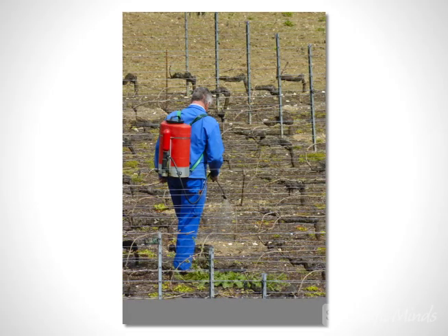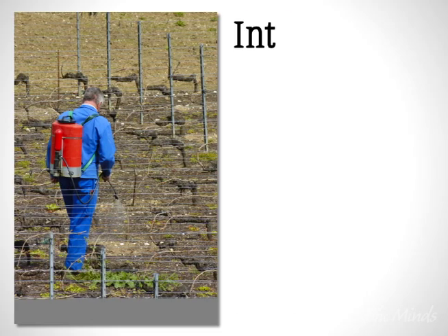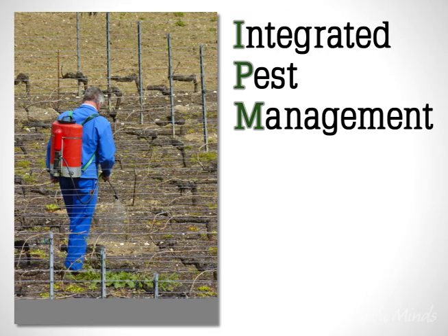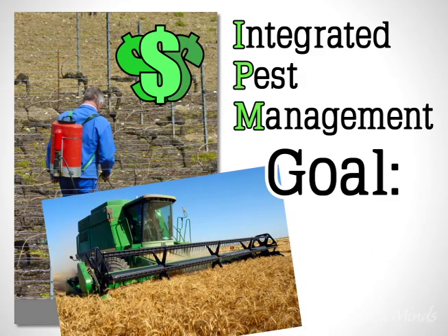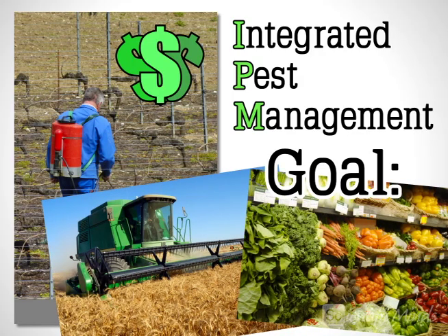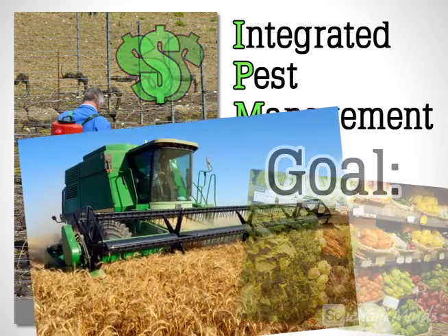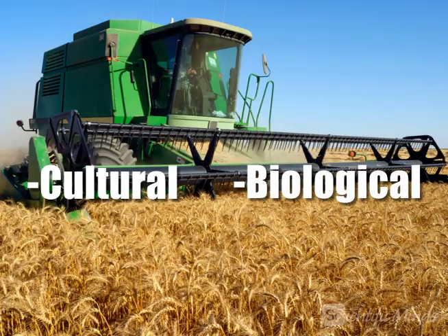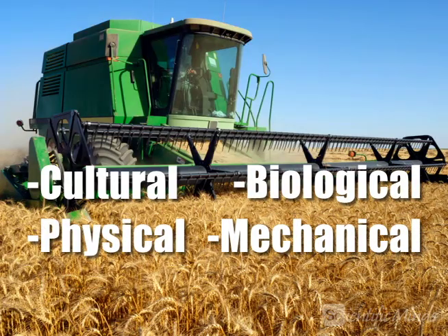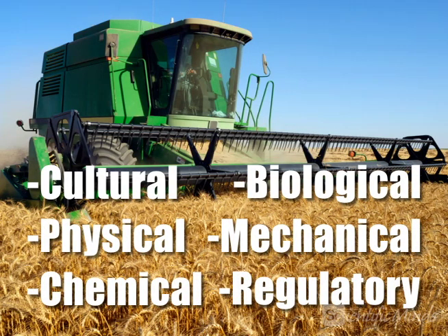Farmers today manage pests using a wide range of management practices. We call this Integrated Pest Management, or IPM. The goal of integrated pest management is to optimize the cost of producing, harvesting, and marketing a crop while causing the least amount of disturbance to the agroecosystem. IPM involves practices that are cultural, biological, physical, mechanical, chemical, and regulatory.